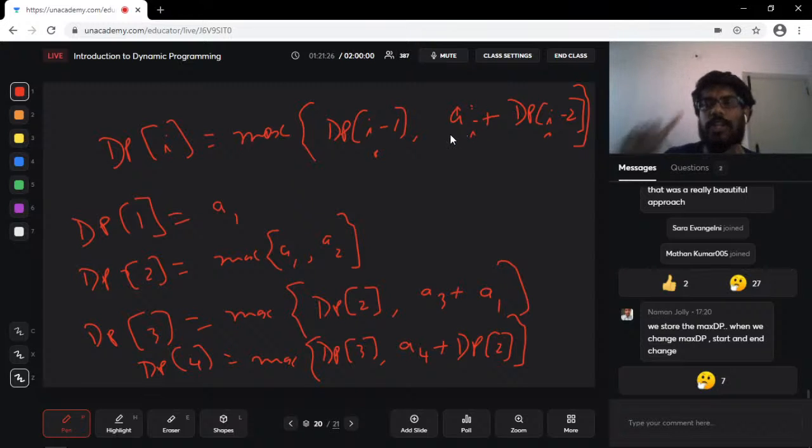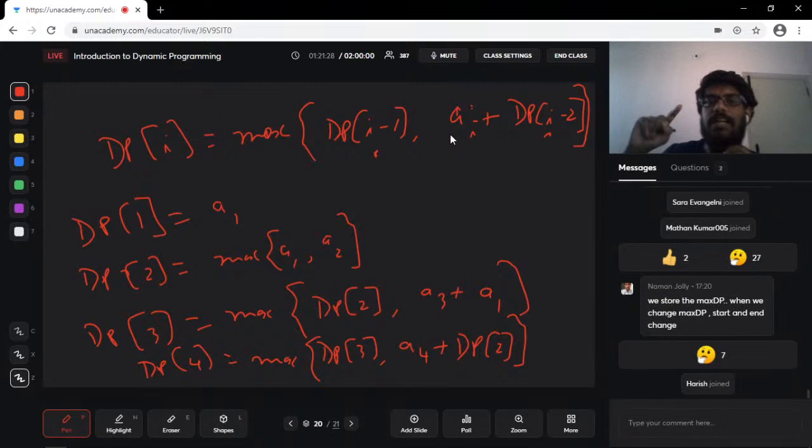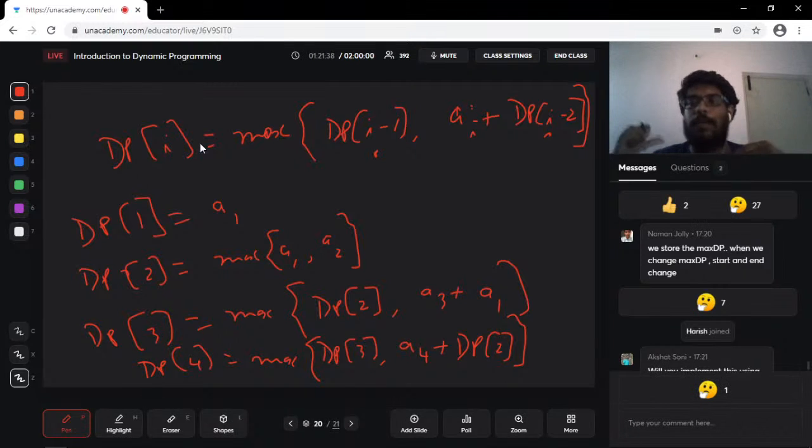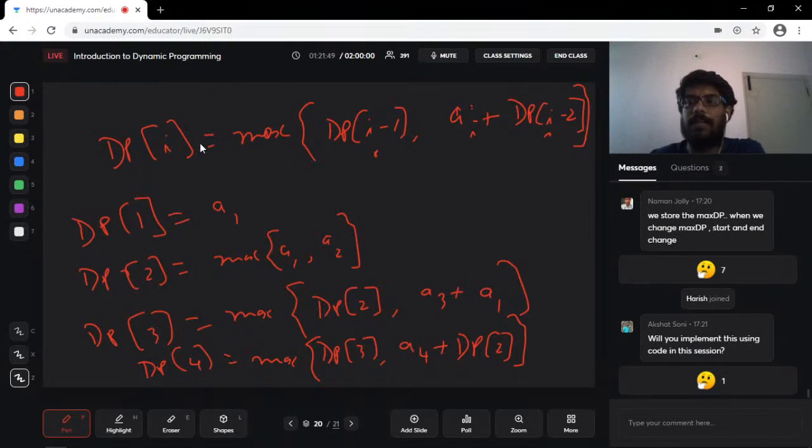So all I'll do is I'll go to dp of n. I'll check whether dp of n came from dp of n minus 1, or from an plus dp of n minus 2. If it came from dp of n minus 1, it means I'm not picking an, so I'll just go to dp of n minus 1 and see where that came from. But if it did an plus dp of n minus 2, I know an is in the subset, so I'll add an to the subset and then go ask dp of n minus 2 what your subset is. And then I keep doing this iteratively.